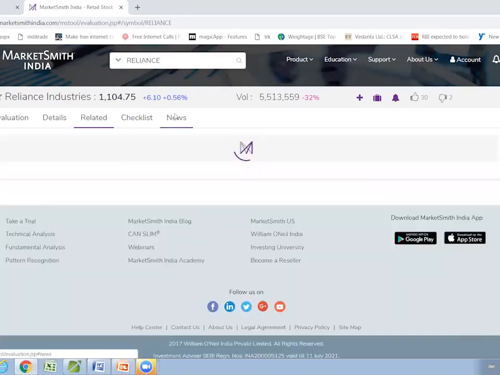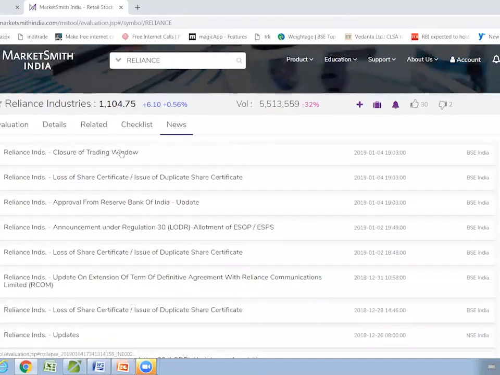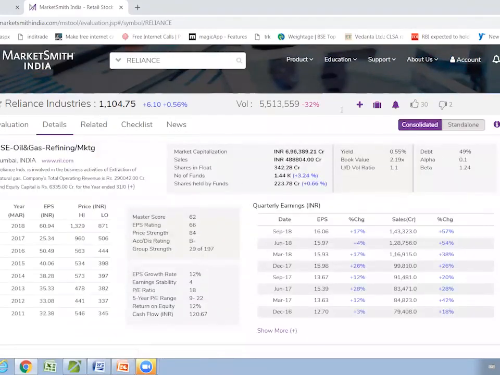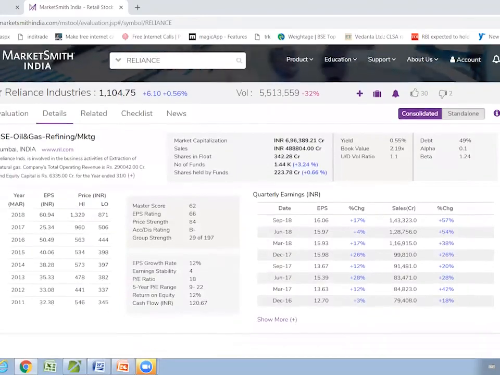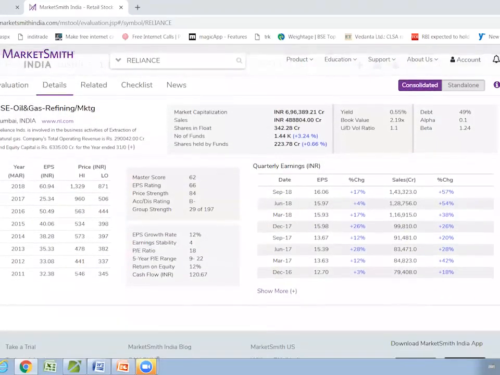In case of news, you will get the news. However, the news is just taken from BSE filings, so don't rely on news here. Details, if you go in, you get everything here on a big screen. How much is the debt of the company? Go and check all the data, cross-check it in the company's financials.